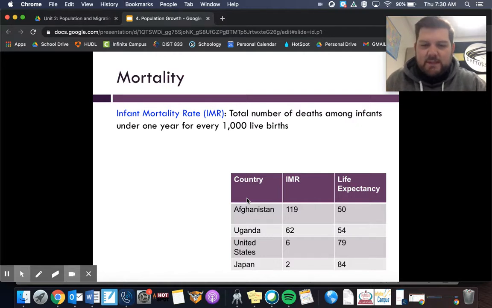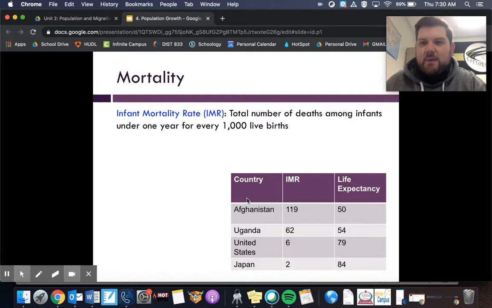Okay, you can see there in Afghanistan it's extremely high, 119, and in places like the United States and Japan, it is much lower. Okay, much lower. And I bet if you thought about it, you could probably come up with why it might be lower.